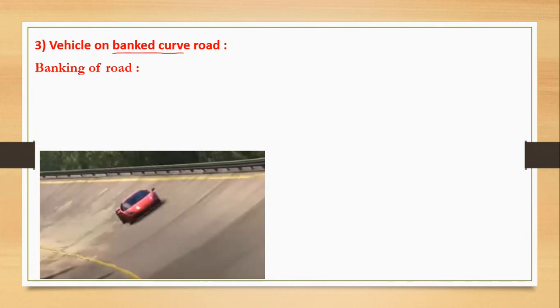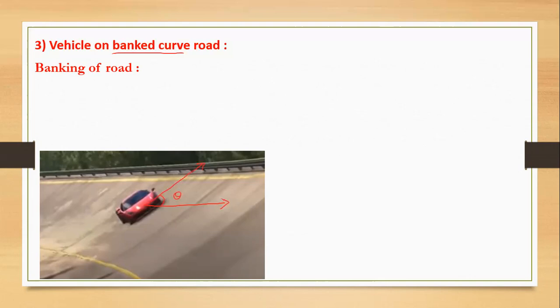Now let me discuss. When we consider this is a vehicle, this is the horizontal and this is the surface of road. There is an angle in between these two, and this angle is called the angle of banking. The arrangement is called banking of road, and the angle is called the angle of bank. Now from the picture, you come to know what exactly is meant by banking of road.